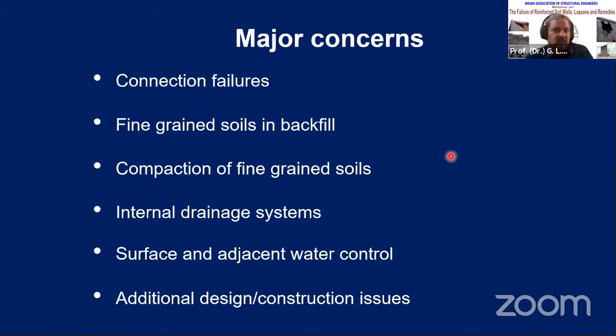One can say that you have connection failures, issues of fine grained soils in the backfill. You have compaction of fine grained soils. Is it possible to compact them properly, particularly close to the facing? Are the internal drainage systems all right? Or how do you handle surface and adjacent water control? Do you have any guidelines in India, or what is it that everybody is doing? Because when you have 100 people doing it, what are the additional construction and design issues that could be site specific? We'll just see one by one.